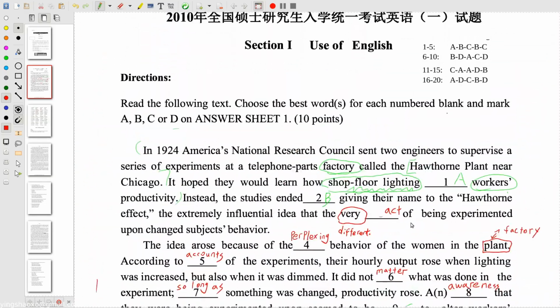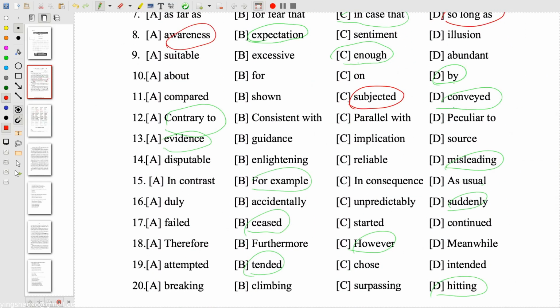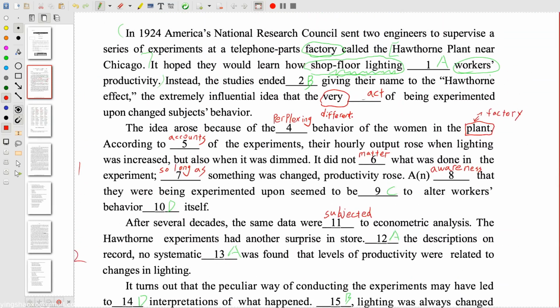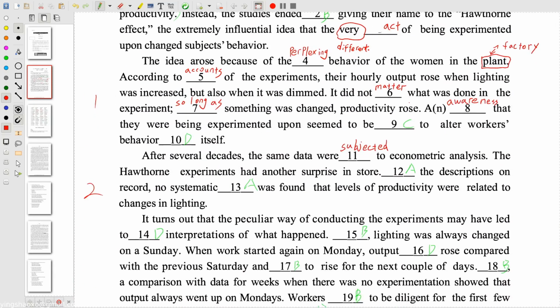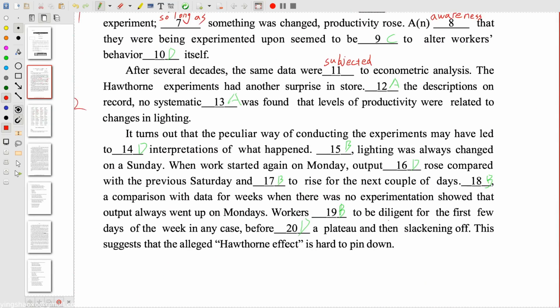The 14 should be D, so we are correct. Let's have a look at the D. The D is misleading, okay? And the 15 should be B. B is, for example. Okay, let's read this short sentence. It turns out that the particular way of conducting the experiments may have led to misleading interpretations of what happened. For example, lighting was always changed on a Sunday.